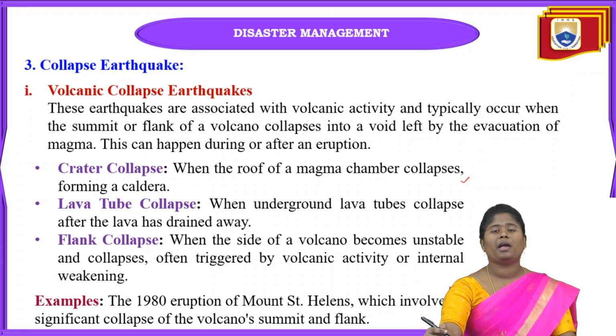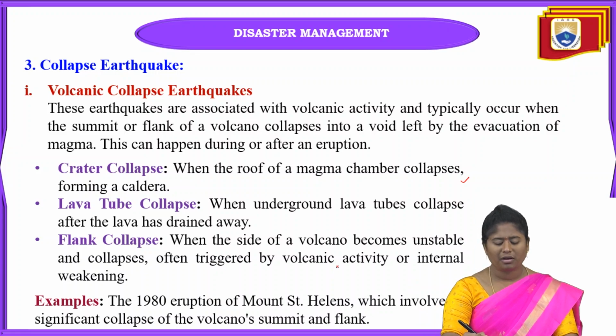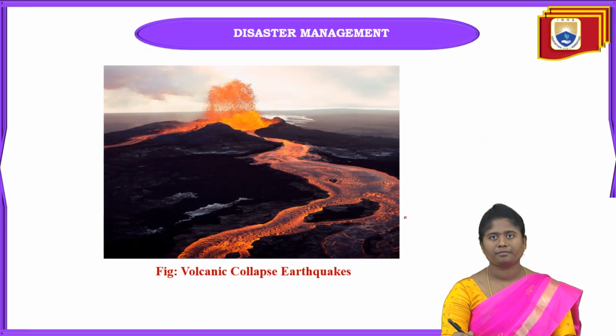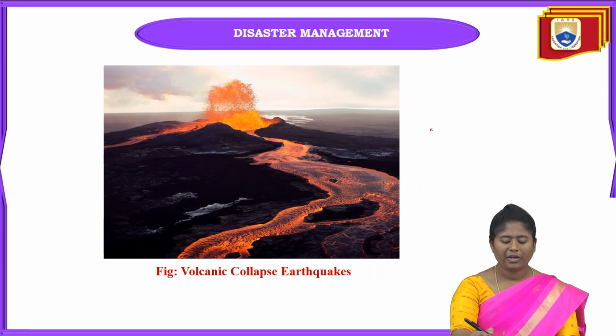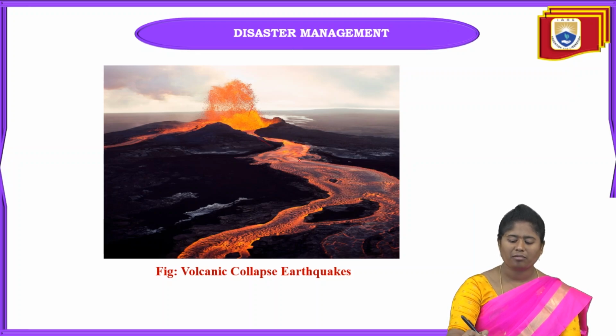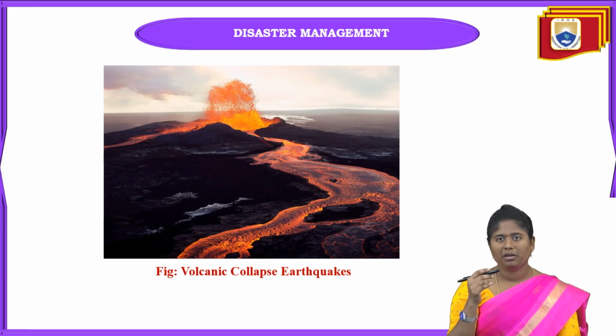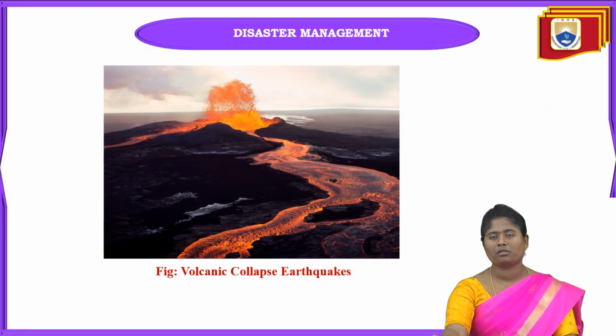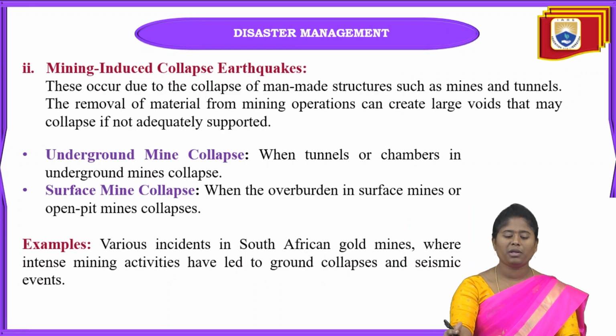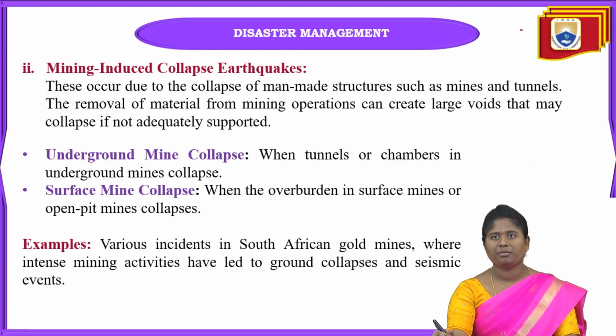Why? Because in that 1918 there was significant collapse of the volcano summit and flank. Like this, when any volcano occurs, it will just explode like this. And here you can see the magma, this red orange color. When this flows through that area, automatically there will be so many volcanic collapse earthquakes going to occur. The next one is mining induced collapse earthquake.